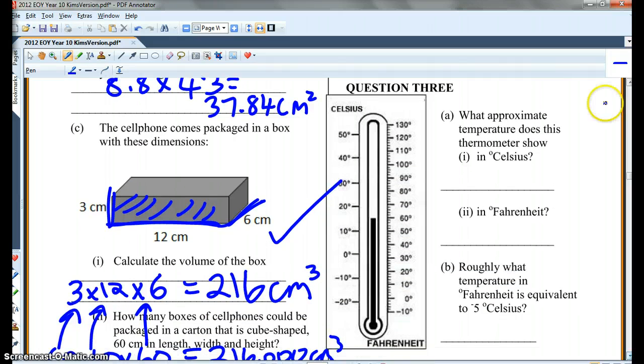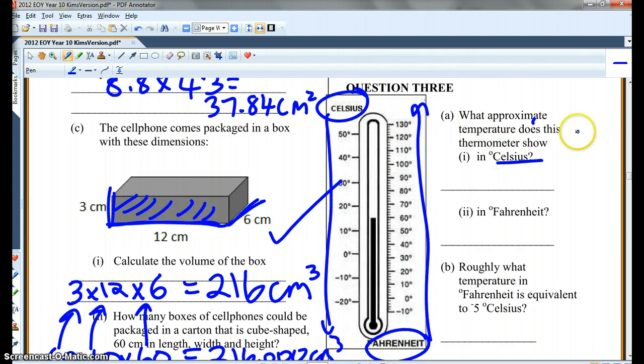Right, what temperature does this thermometer show in Celsius? Celsius is on this side and Fahrenheit is on this side. So in Celsius, I need to try and work out where that is. Is it just over halfway? It might be exactly halfway. Okay, I'm going to draw a line there and draw a line there. That's basically halfway between. So that's 15 degrees Celsius. In Fahrenheit, that looks like it's 60 degrees.